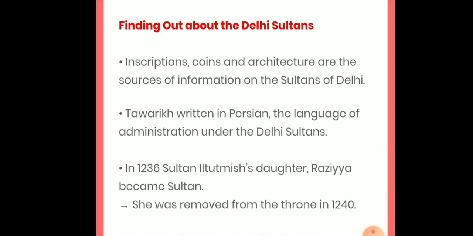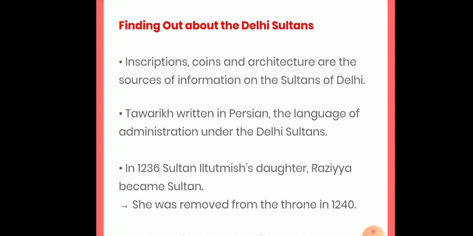And here we are going to find out how we know about the 5 dynasties of the Delhi Sultanate. Inscriptions, coins, and architecture are the sources of information on the sultans of Delhi. We discussed this in the previous slide. All that information is derived from inscriptions, coins, and architecture. Along with that, Tawarikh, books written in the Persian language, are also one of the sources of information about the Delhi Sultanate.